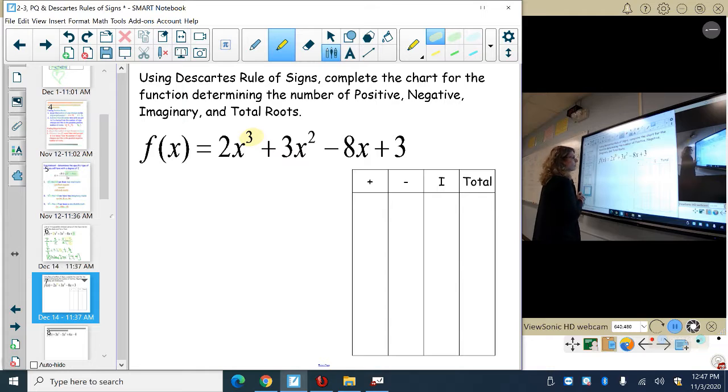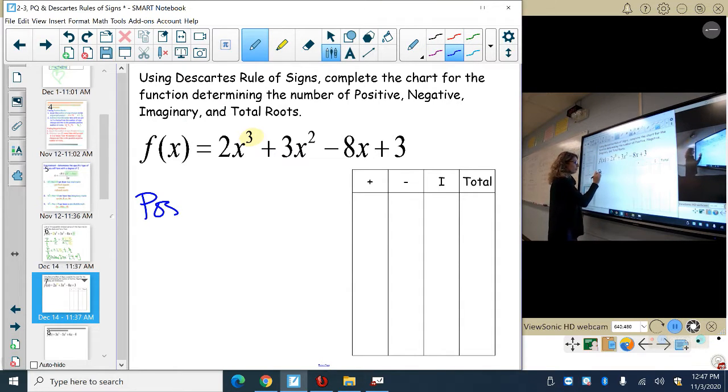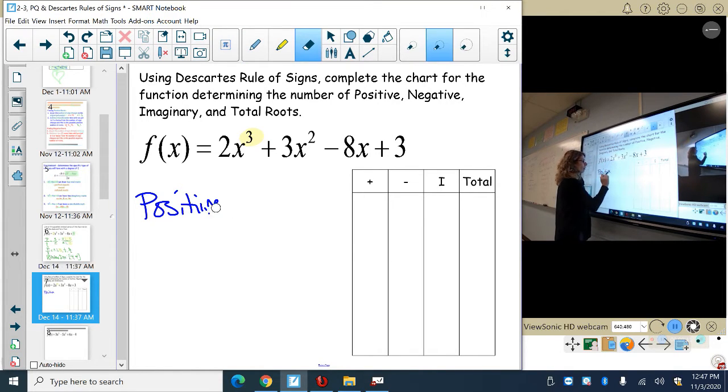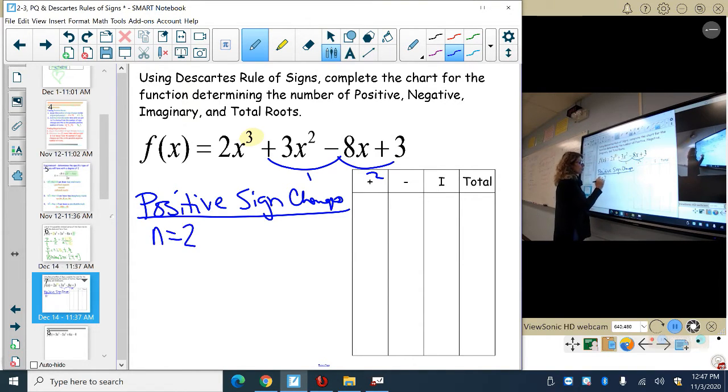With that being said, I'm going to count the number of sign changes in my positive. So I'm going to go in my original. +2 to +3. Did my sign change? No. How about +3 to -8? Yes, there's 1. How about -8 to +3? There's 2. So my number of sign changes is 2.